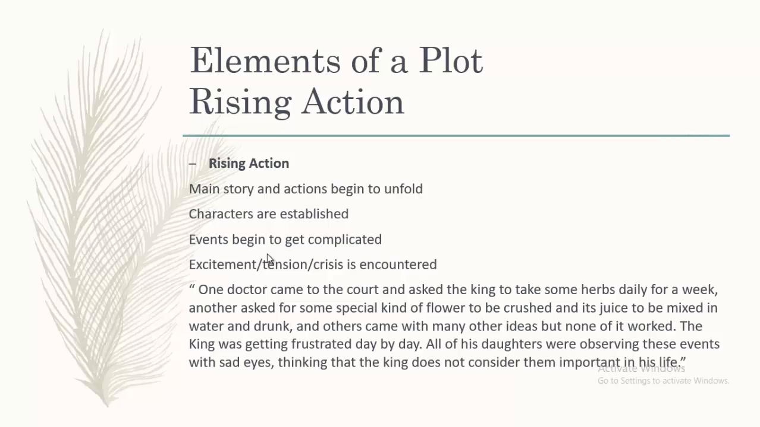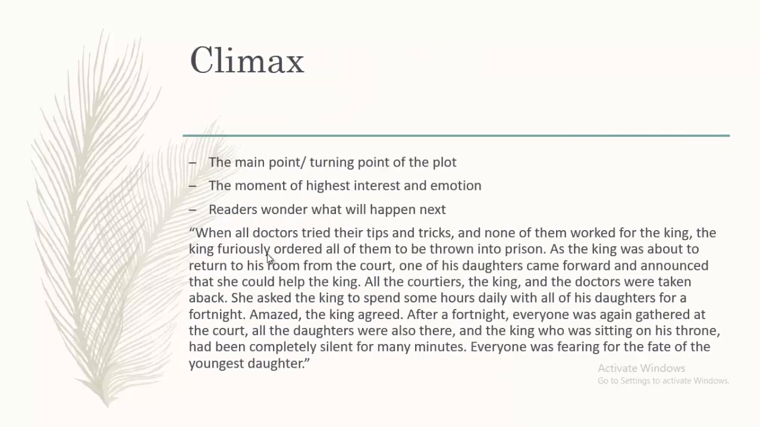The king was getting frustrated day by day. All of his daughters were observing these events with sad eyes, thinking that the king does not consider them important in his life. So we can see the characters are also being established, that the daughters are feeling sad because of the events which are happening, and the king seems to be neglecting and ignoring his daughters, etc. So this would be termed as the rising action.